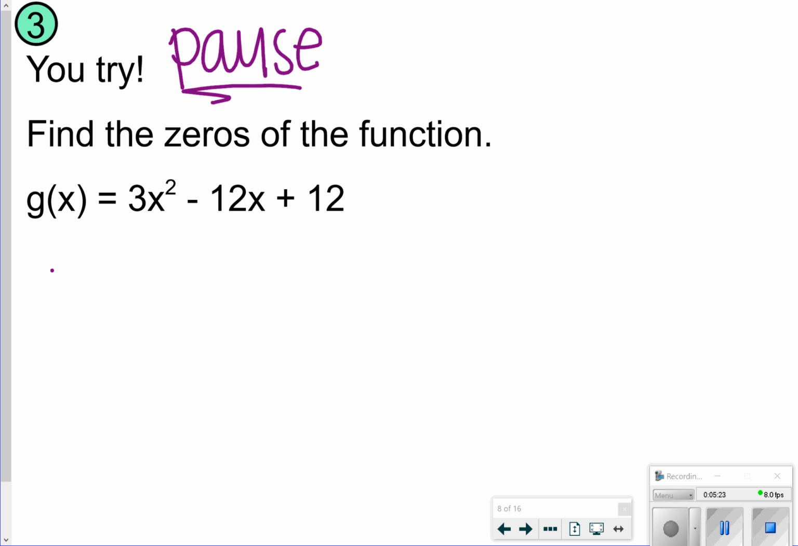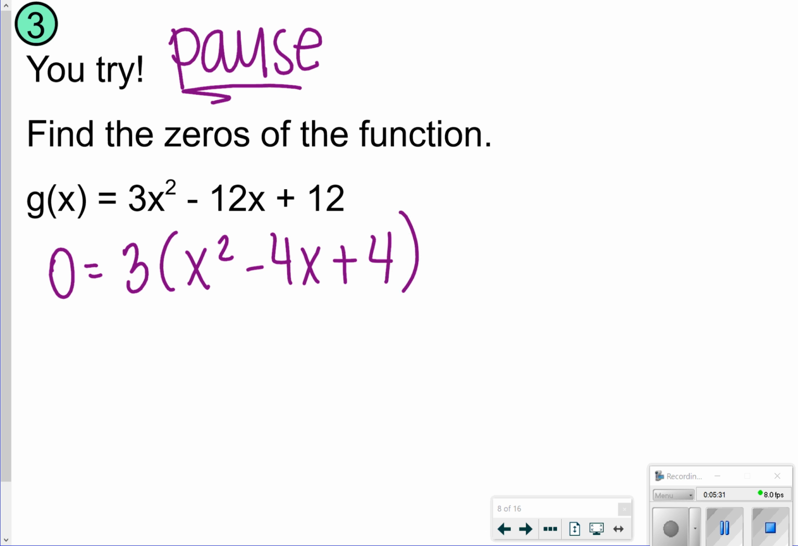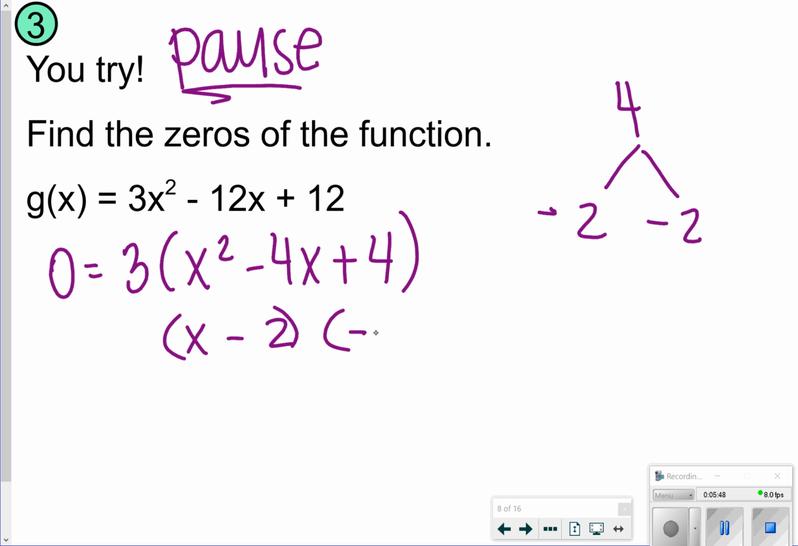Immediately you should have seen for number 3 that you can factor out a GCF. So we're going to do that first. So x squared minus 4x plus 4. And then because a is equal to 1, I'm going to use the AC method. 1 times 4 is 4. And what factors of 4 would also give me negative 4? That is going to give me a negative 2 times negative 2. So those are both my binomials.